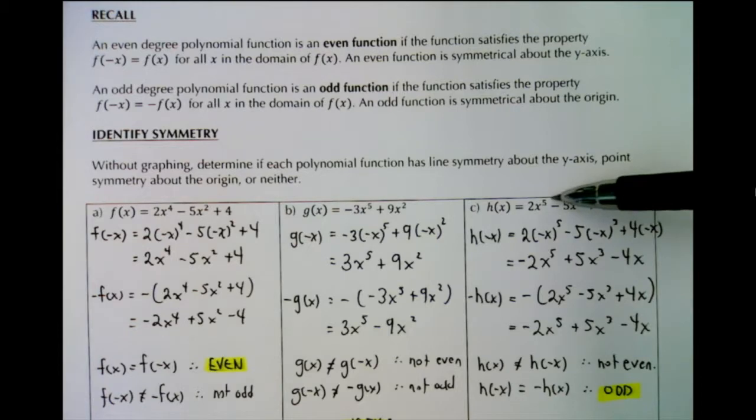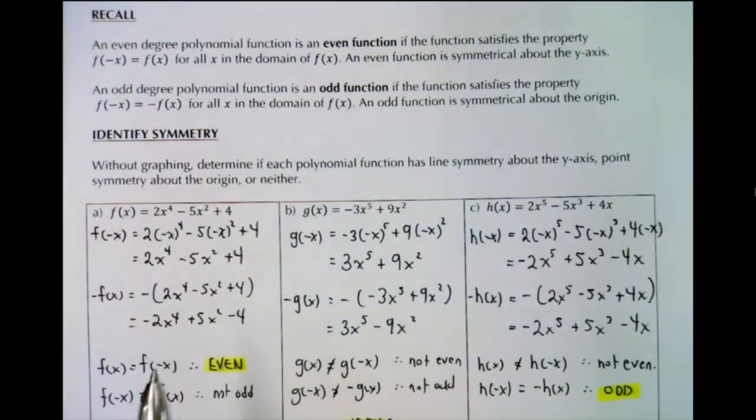It's interesting. I think we have a conclusion here. When we have only odd exponents in a function, only odd exponents, no constant term, just terms with x and odd exponents, we have an odd function. And by an odd function, I mean odd symmetry.